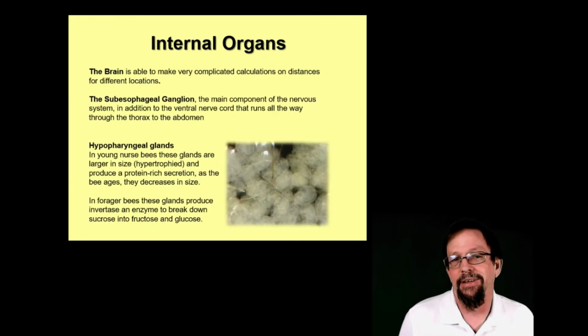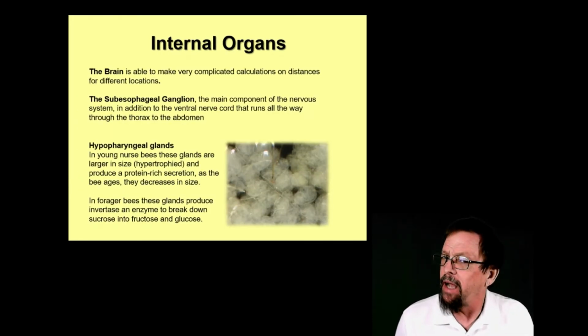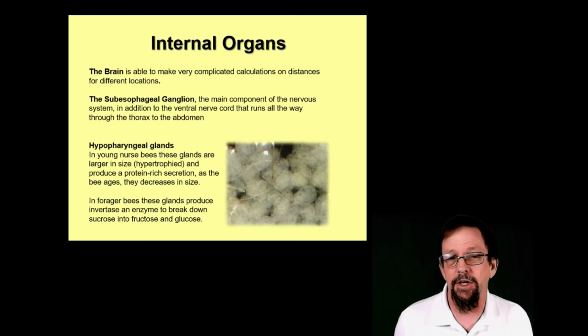Internal organs. The brain is capable of making complicated calculations on distances for different locations. Given its size, it is actually very powerful. The subesophageal ganglion, the main component of the nervous system, is in addition to the ventral nerve cord that runs all the way through the thorax to the abdomen.